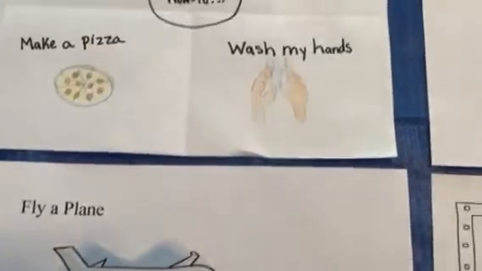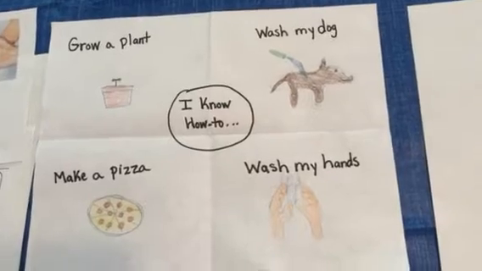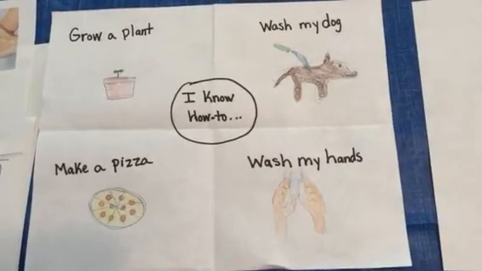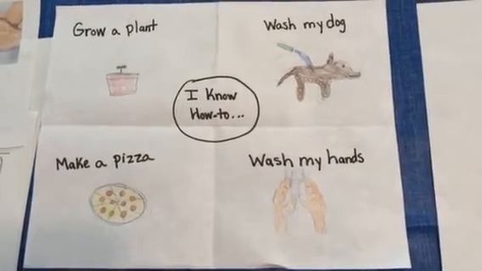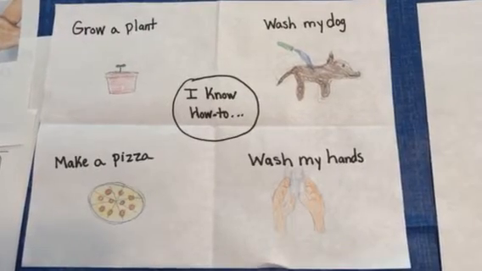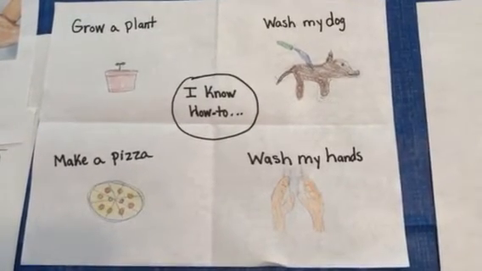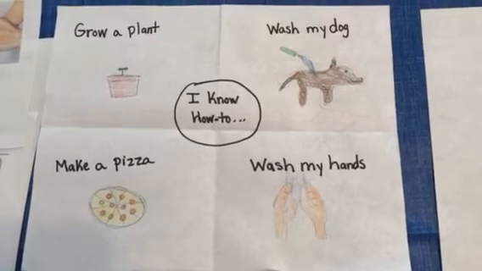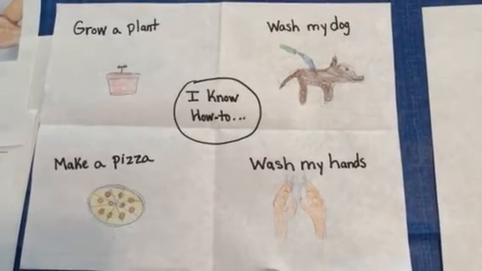So let's go over to the next part where I made a little graphic organizer of things that I do know how to do and I could teach others. The first is growing a plant. So I could write about that. That's a good idea. So I put that on my list of things that I know how to do.